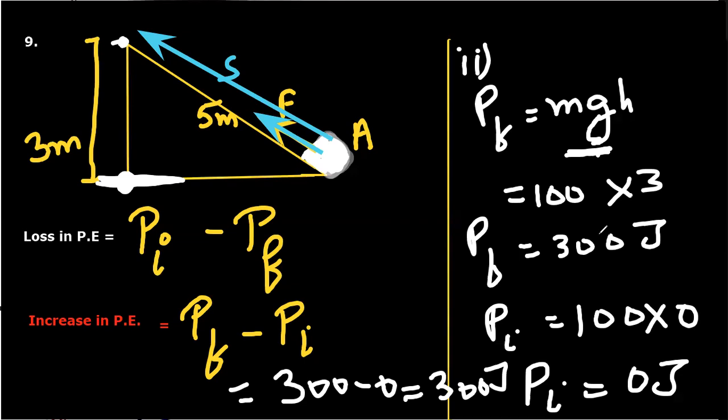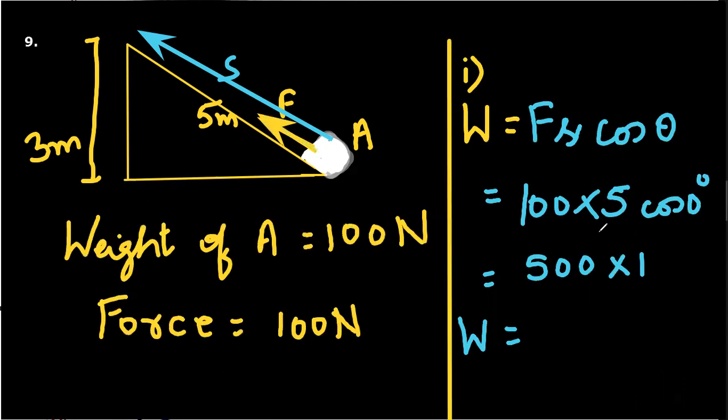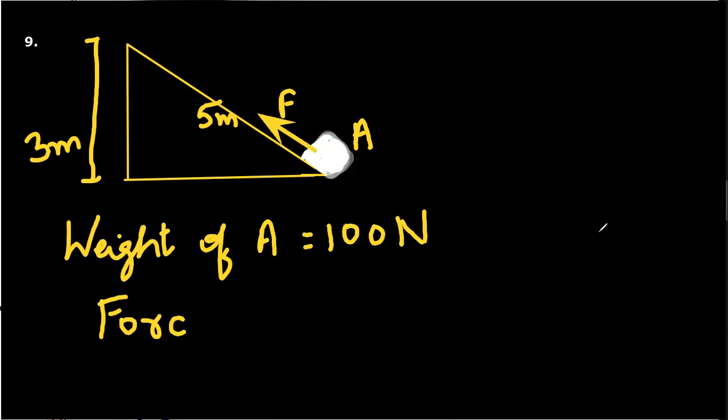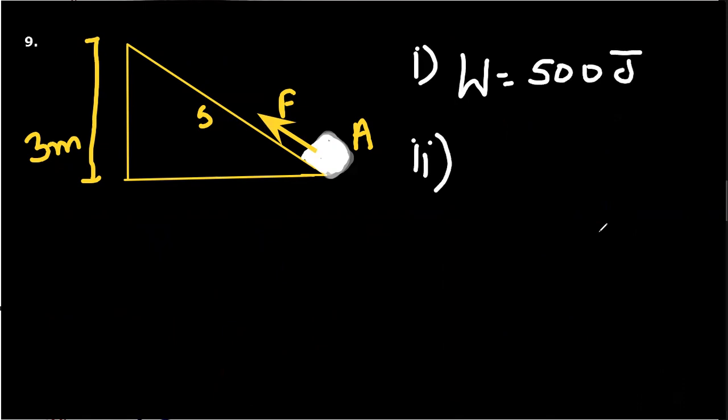Yes, students. So here in this question, our first answer, the work done by the force was 500 joule, while the increase in potential energy is only 300 joule. So now the next question is asking why there is a difference between the two. Actually, what is happening? You are doing a work of 500 joule by applying force, but the increase in energy is only 300 joule. That means there is a certain loss in energy.